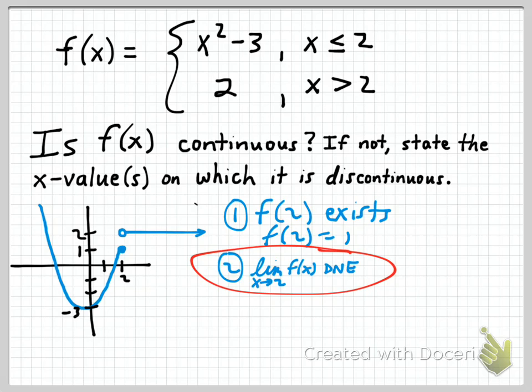Limit doesn't exist. So in answer to the question, is f of x continuous? No, not for all real numbers. If not, state the x value. So the x value would be x equals 2, the x value at which it is discontinuous. It's discontinuous at 2. There you go.